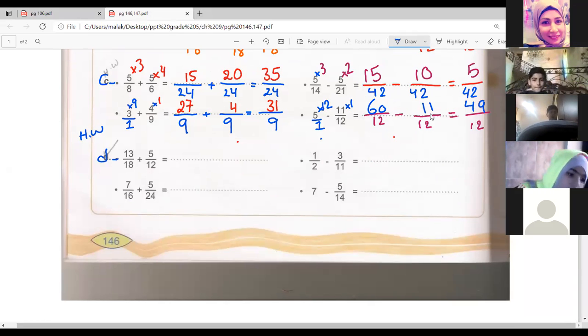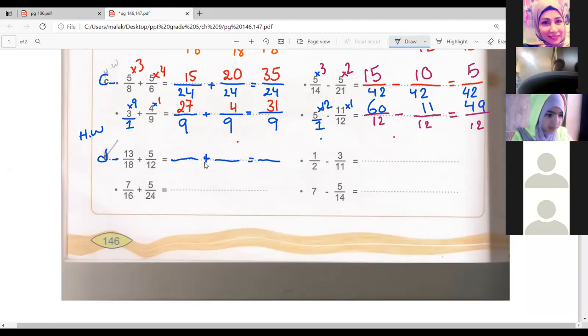We put what? What is the common multiple, Mariam, between 18 and 12? We write table 18 and table 12. What is the common multiple between them? Give me the common multiple. 36. Okay, I will write 36 under. Then, what shall I do in the next step?